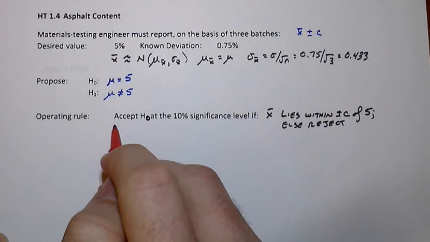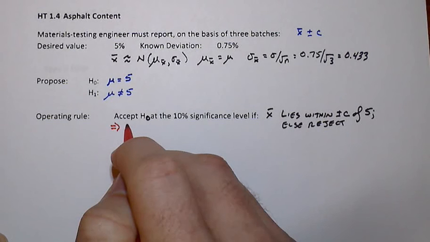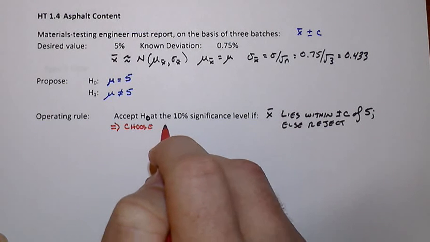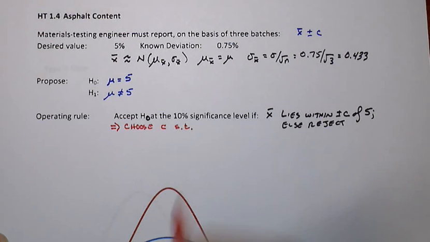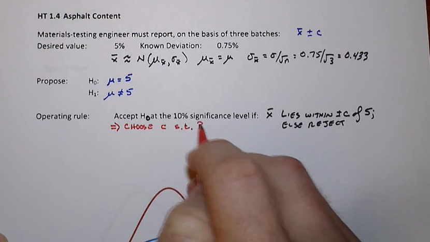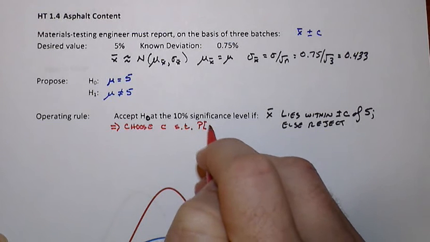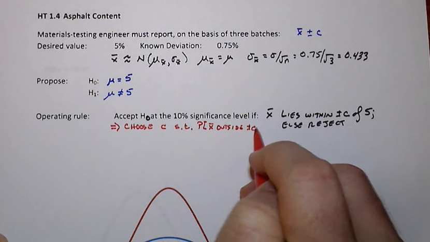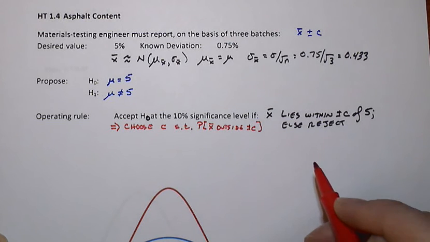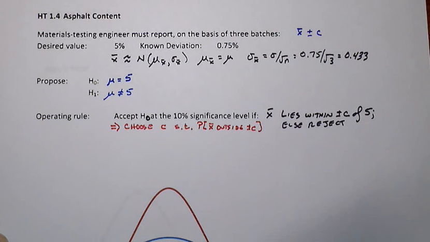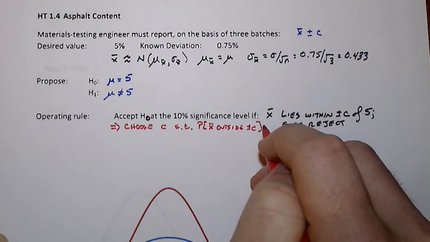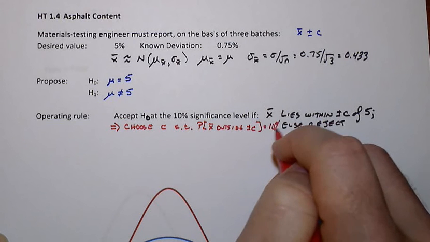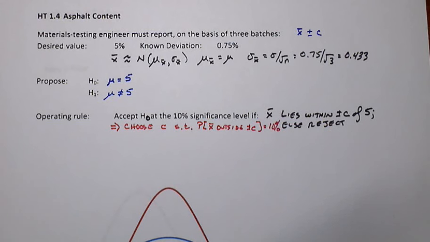And that leads us to that we want to choose C such that the probability that X bar is outside of plus or minus C, and now we need some sort of percentage that's acceptable. Well, that's what the significance level is. So there's our 10% number.